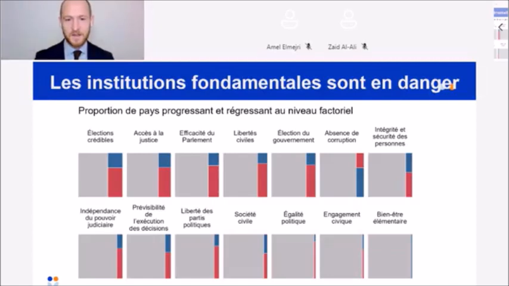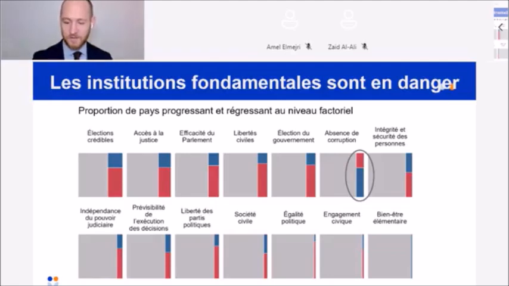And what you see here is that for every one of these factors, most countries, in fact, are not experiencing a change. And yet, among those that are declining or improving, there are more countries declining than improving in some of the fundamental factors of democratic performance, including credible elections, access to justice, the effectiveness of the parliament, civil liberties, and elected government. And so when these fundamental aspects of democratic performance are declining, then we have a serious problem in democracy in those countries. There is one exception to this otherwise uniformly negative picture, and that is in terms of what we call absence of corruption, where actually more countries are improving than declining.